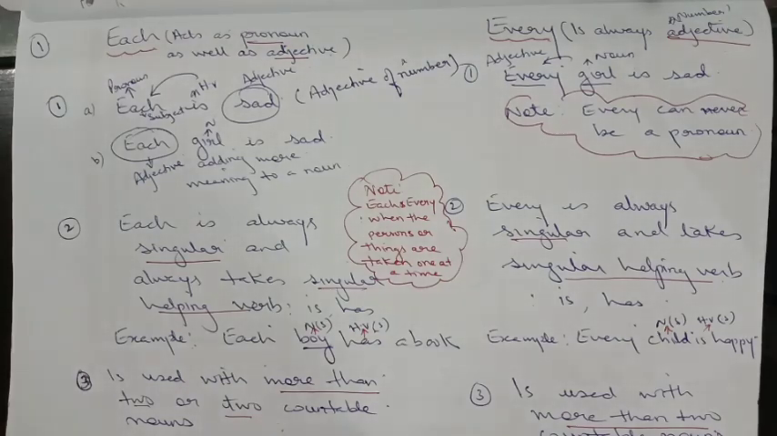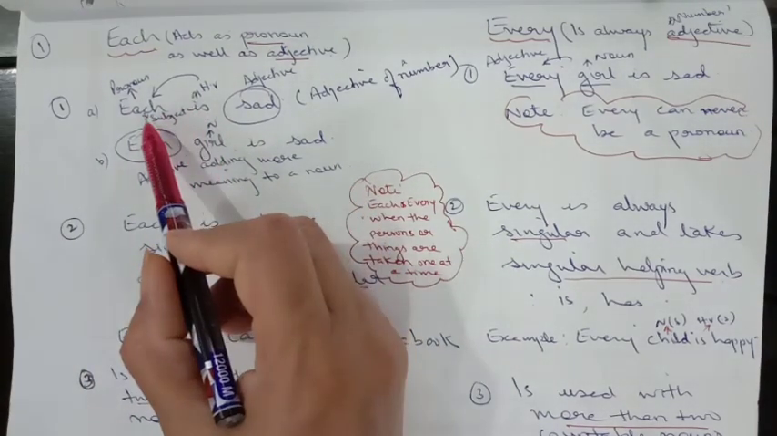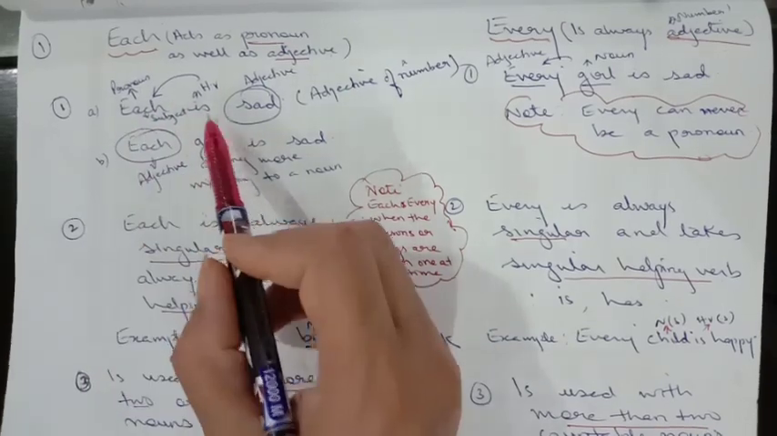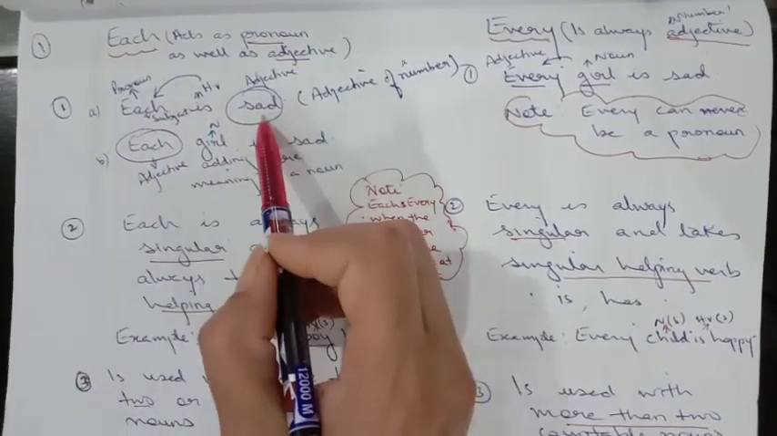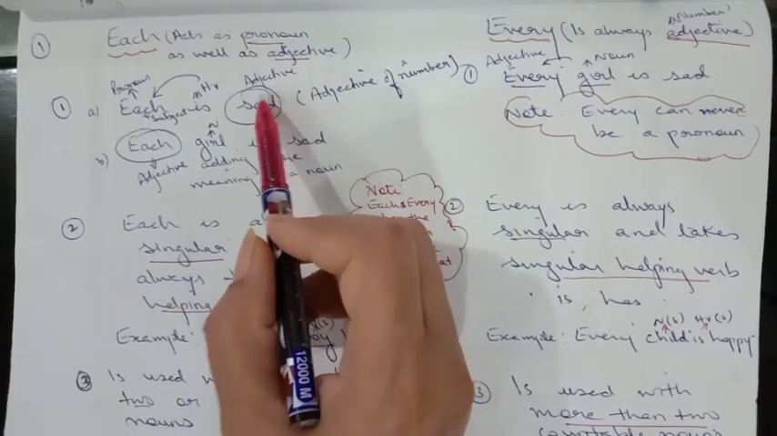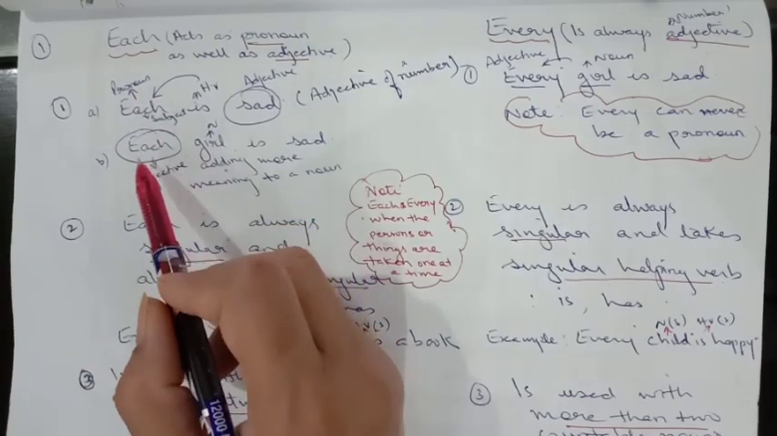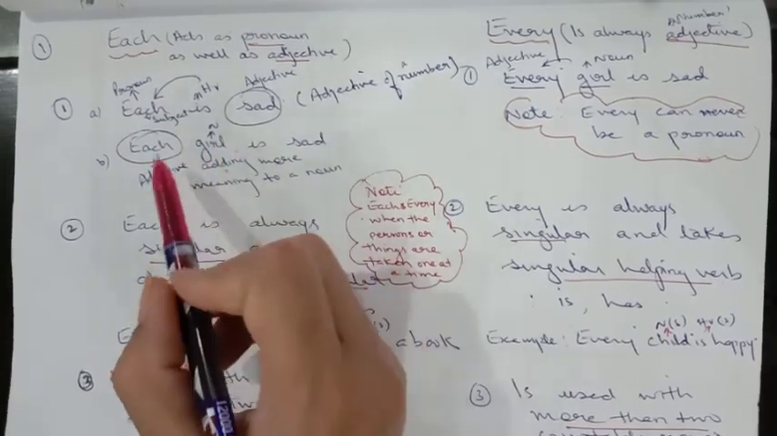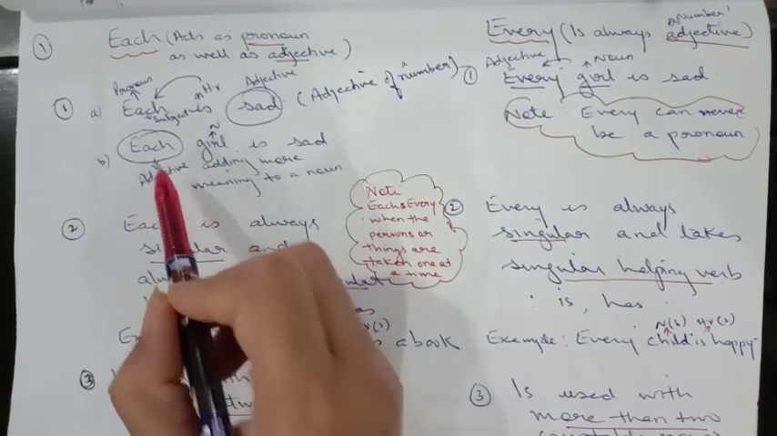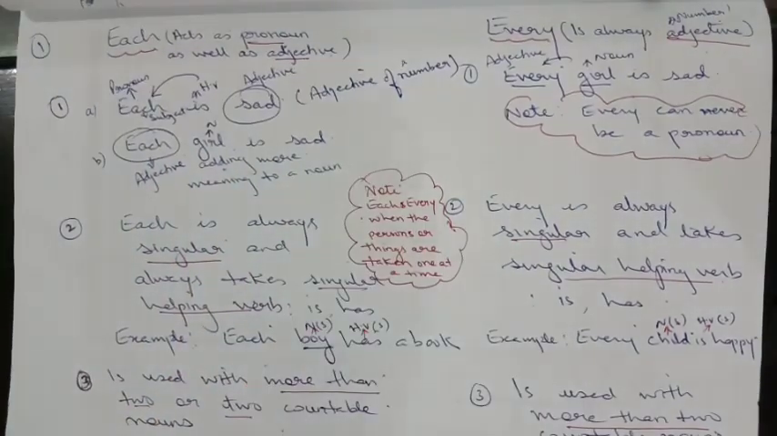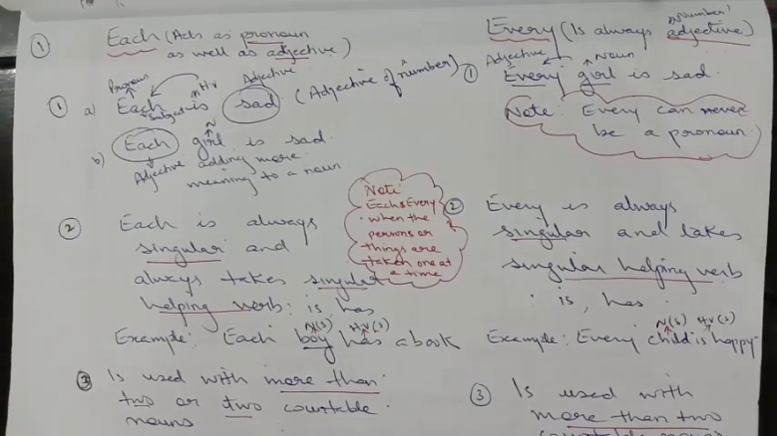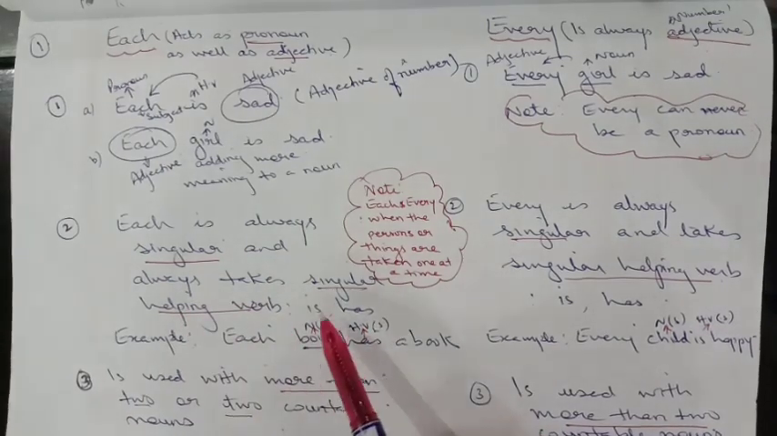How does it work as a pronoun? It will come before the auxiliary verb. Right? Just see here. Each is sad. Who is sad? Each is sad. Now here this sad is your adjective, this is your verb, and now this each is acting as a pronoun. But if each is placed before a noun, it will act as an adjective. Okay, each girl is sad. So each acts as a pronoun as well as an adjective. But every can never be a pronoun. It is always an adjective. Each is always singular and always takes a singular helping verb.